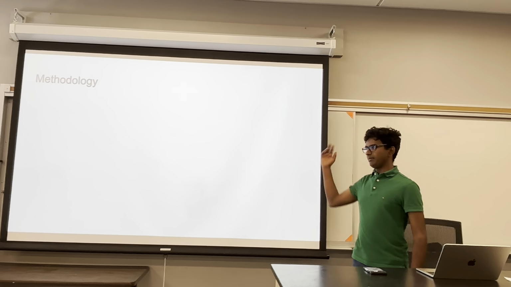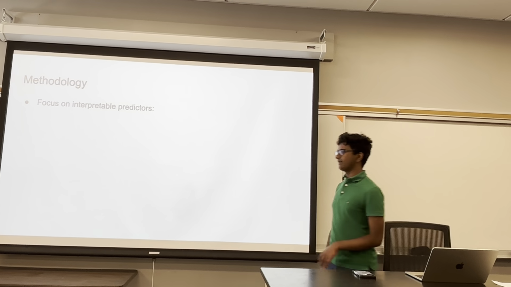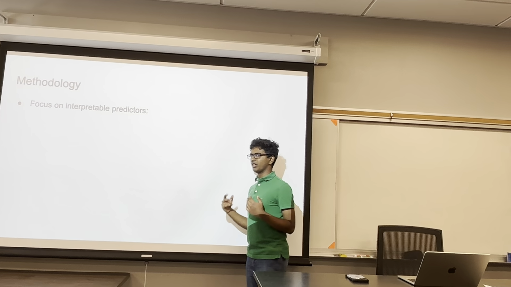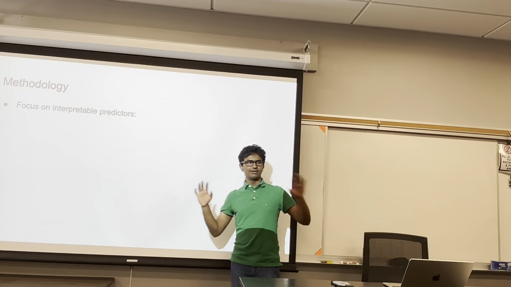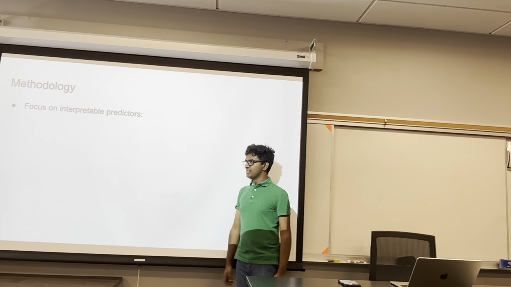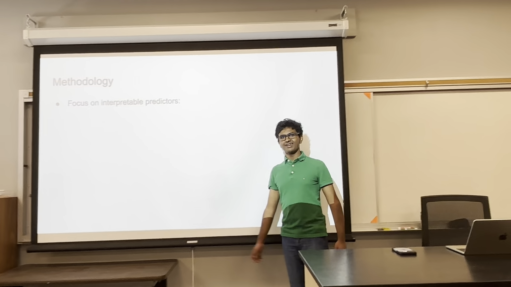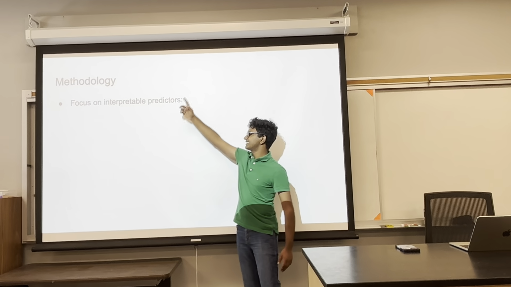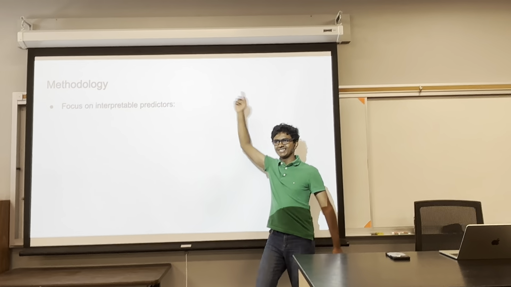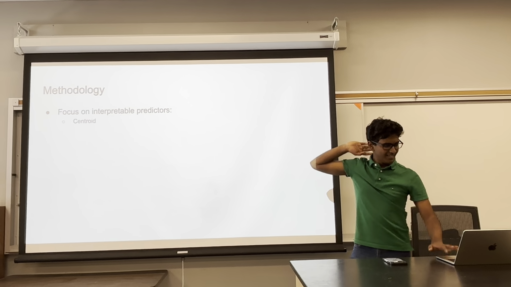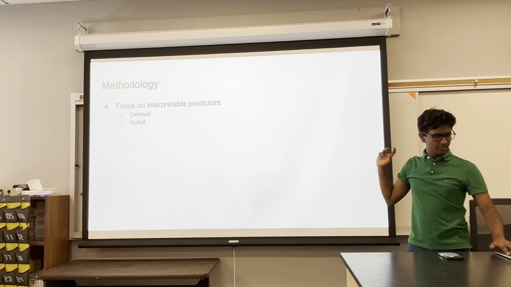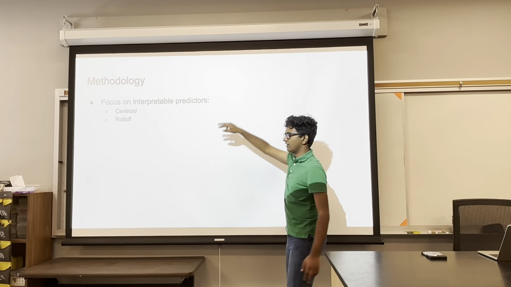So now our methodology would be, as we mentioned earlier, we want to make a model that we can make sense of, that illustrates the defining characteristics. So the predictors that we will use, we're not using all 58 of them. We're only using the ones that we can make sense of. Does that make sense? And so let's look at these first two, centroid and roll-off.